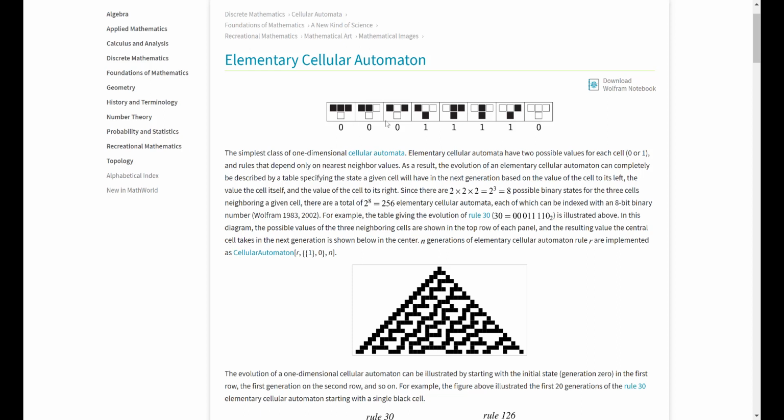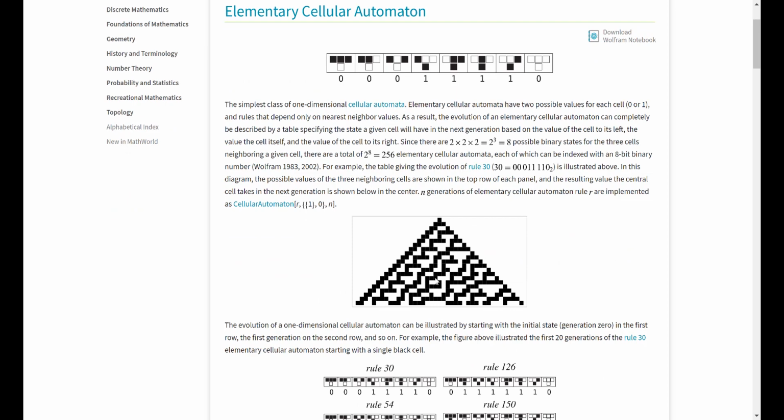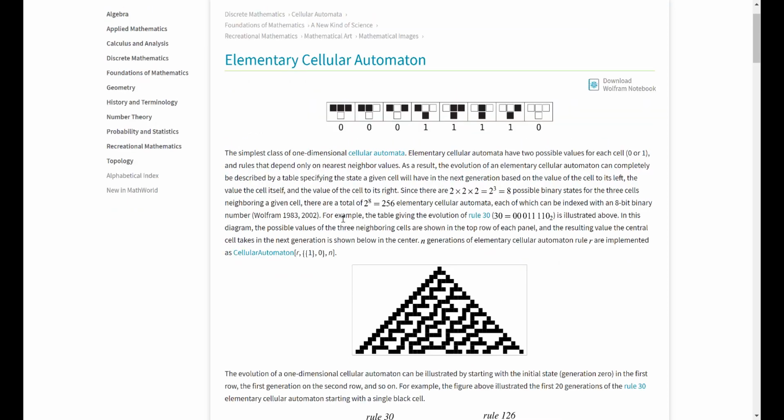These rules can change, but it always stays within binary numbers, where 0 is a white tile and 1 is a black tile. In this project, we're going to use rule number 30, which is this one that is demonstrated right here, in order to generate this fractal. Let's take a look at the algorithm.